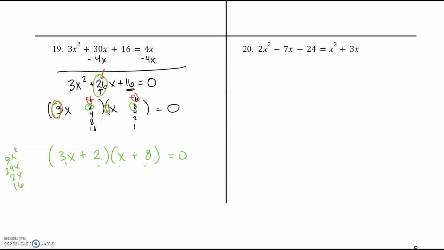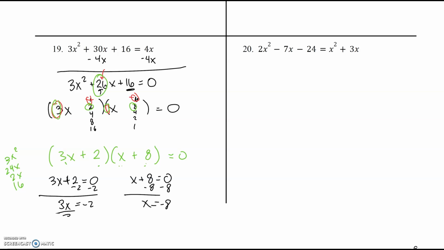So now, all we have left to do is use our zero product property, take each of our factors, and set them equal to 0. Please note that one of the answers is not negative 2. We subtract 2 from both sides, but that means 3x equals negative 2. So we have to divide by 3. Please don't forget that.